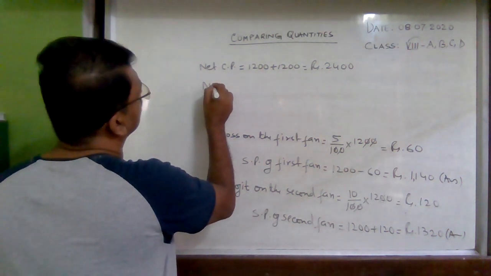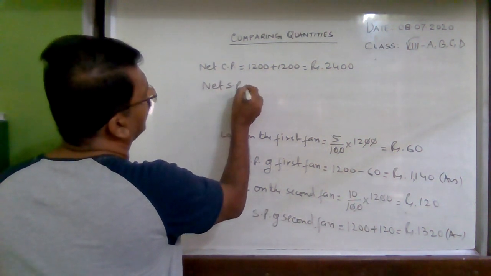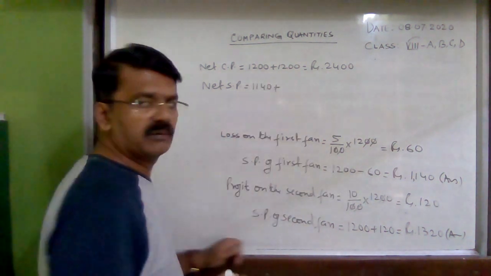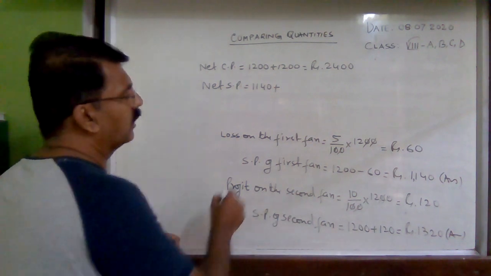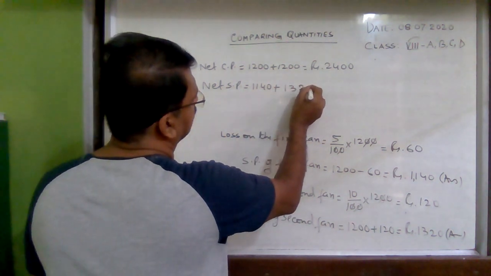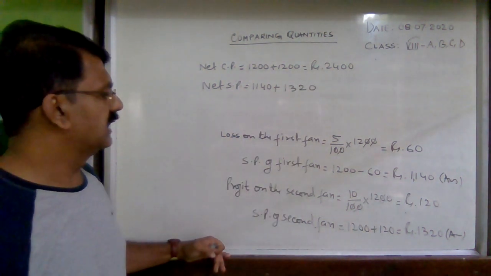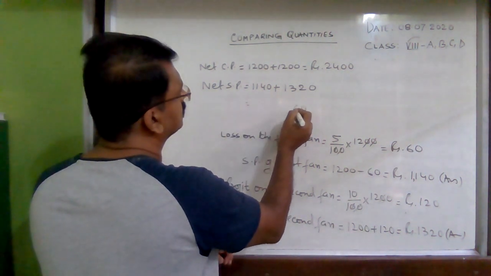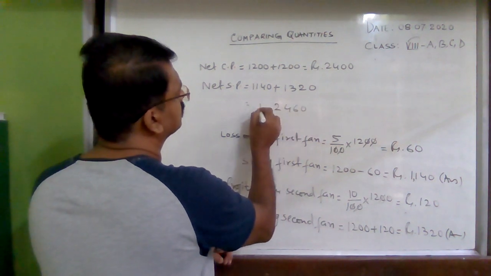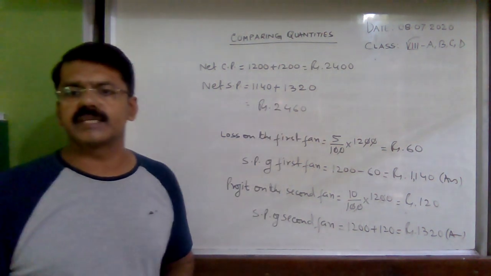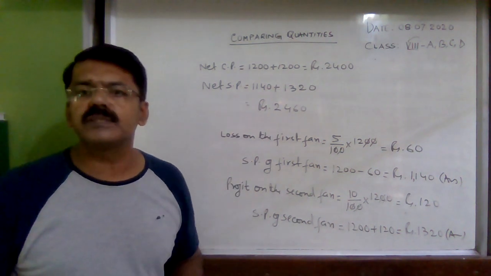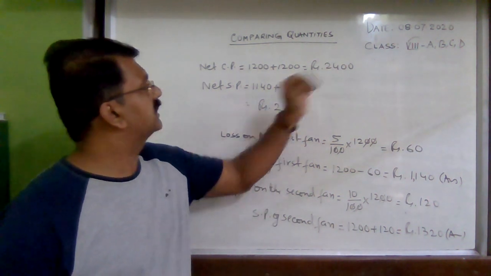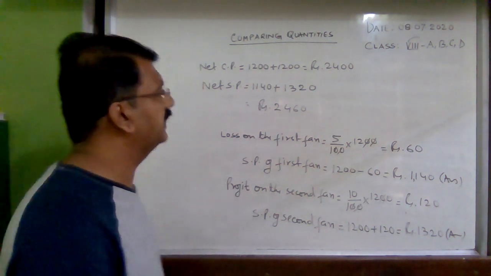Now net SP is equal to 1140, that is the SP of the first fan, plus 1320, that is the SP of the second fan. Now when you add them, it is rupees 2460. Net SP is rupees 2460. Now again it is very clear that net SP is more than net CP, so there will be a profit.